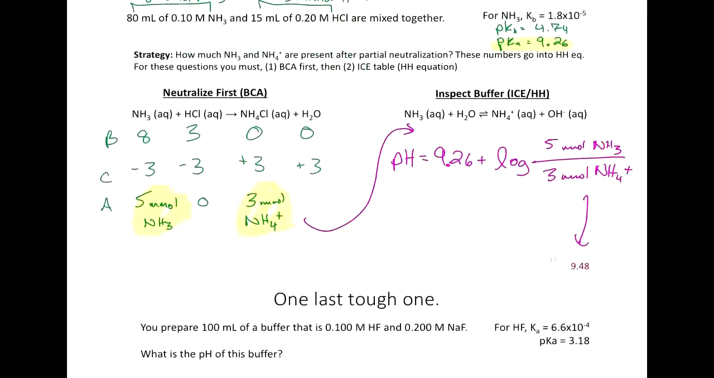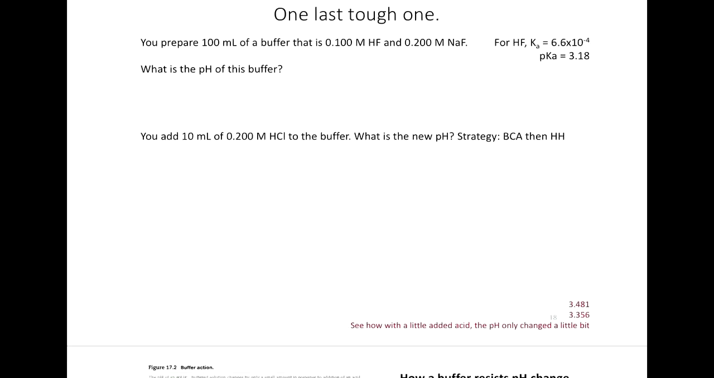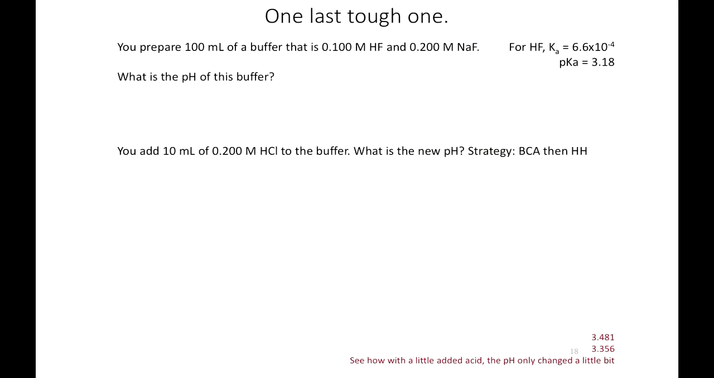All right, we're going to do another one. Okay, this one's a tough one. One last tough one. Okay, so there's HF, there's the pKa. All right, we prepare a buffer that is 0.1 molarity HF and 0.2 molarity NaF. So first, let's take this information. What is the pH of this buffer? So it's a buffer, so we use the Henderson-Hasselbalch equation.